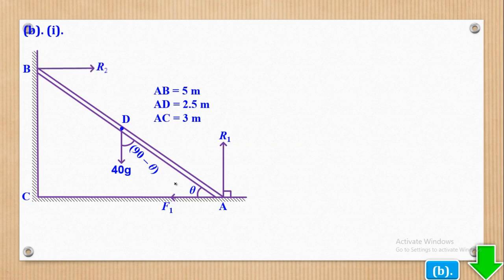For the vertical wall, they told us it is smooth. So each time they say that the surface is smooth, just know that it's only normal reaction which exists. So at this point, only normal reaction will exist.